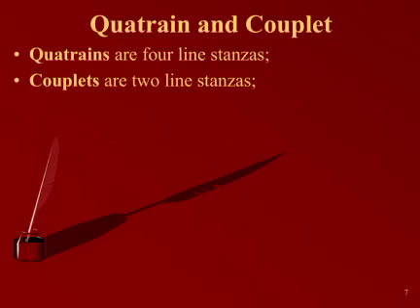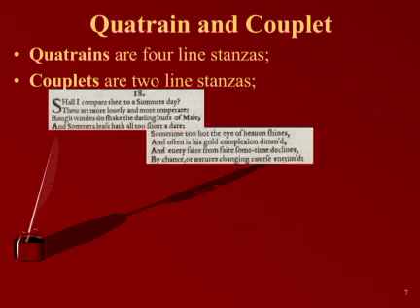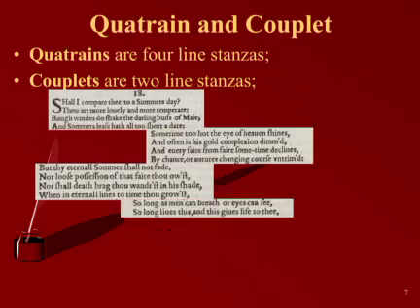As we said before, a sonnet is a 14-line poem, but what about its stanzaic pattern? A Shakespearean sonnet consists of 3 quatrains. A quatrain is a 4-line stanza, and a final couplet. A couplet is a 2-line stanza. So each Shakespearean sonnet has the following stanzaic pattern: 4, 4, 4, 2.